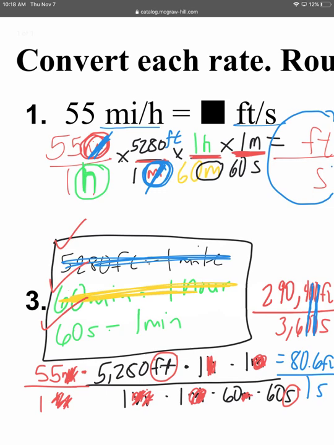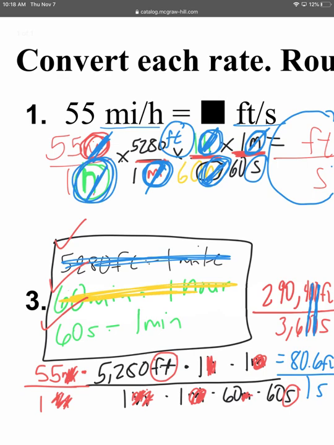And then here we had feet, we had hours in the denominator. So I put the hours here in the numerator when I multiplied it so that they could cancel out. And then here we had minutes in the denominator. So when I multiplied it, I put minutes in the numerator opposite so we could cancel it out. And then the 2 units that we were left with were feet and seconds. And that's what we wanted to find.